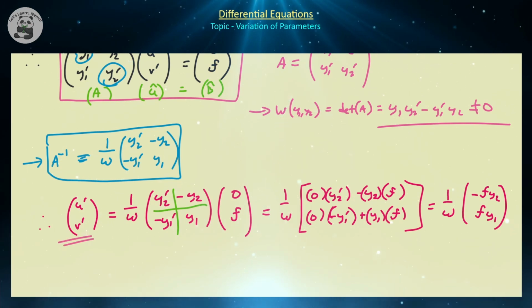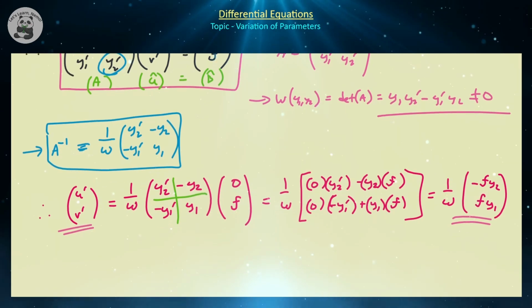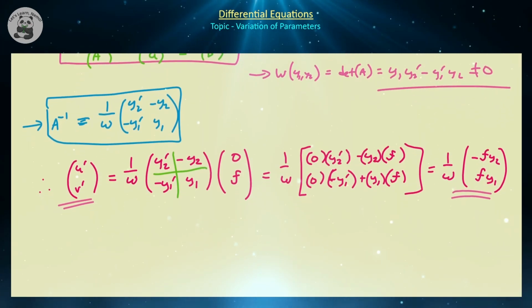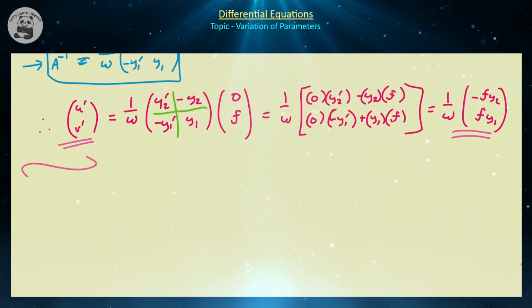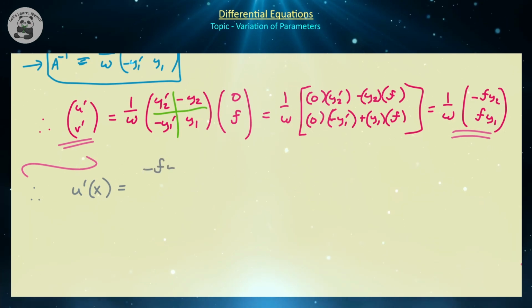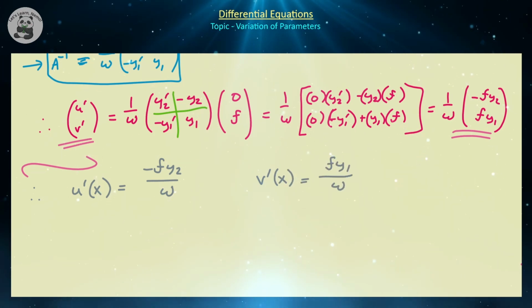So that is what u prime, v prime is equal to. If two vectors are equal to each other, that means their elements are equal to each other. So we can solve this vector equation for their components. We're going to have these very important equations: u prime of x is equal to minus f y2 over the Wronskian, and v prime of x is equal to f y1 over the Wronskian.